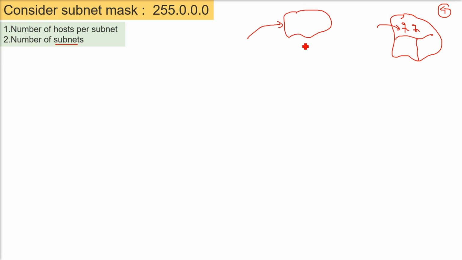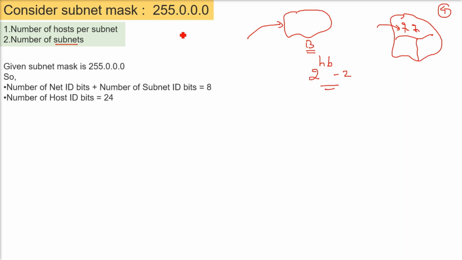So this is a network. The first IP will always be the address of that network. The last one is the broadcast address. So in the number of host assignment, 2 will always be subtracted. So 2 to the power host bits minus 2 will be the total number of hosts. In all the questions, this we are going to do. So we had 255.0.0.0. What does it mean?